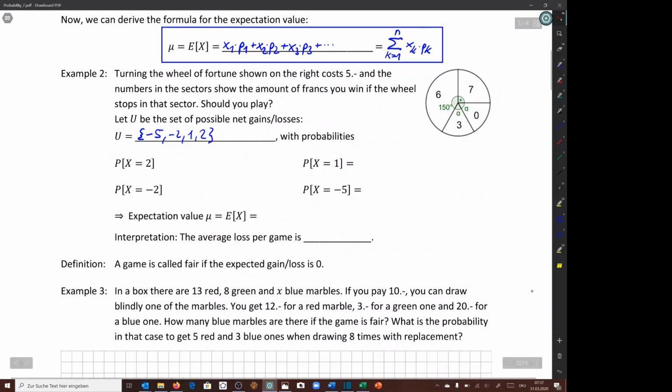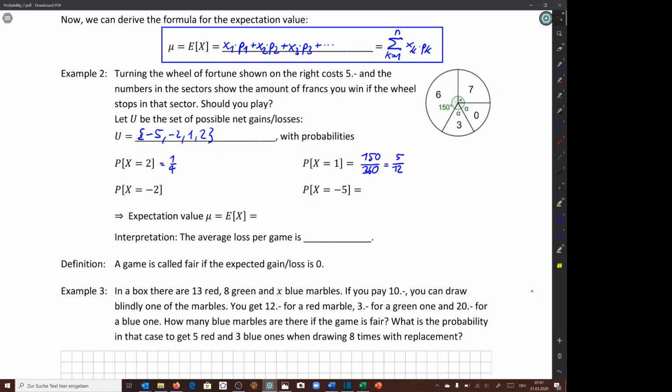Now let's find the probabilities for each of these outcomes. Let me start with the probability of getting a 2, which means ending up in this sector here, and hence is 1/4, the 90 degrees divided by 360 degrees. Now complete the other probabilities on your own, calculate the expectation value and find the interpretation. Stop the film now. And here comes the result.